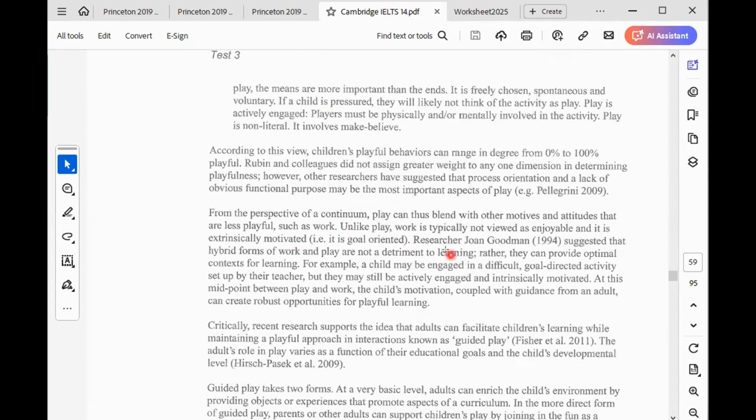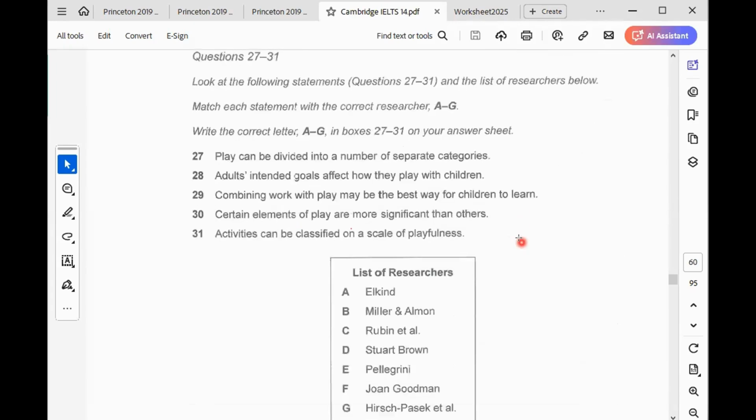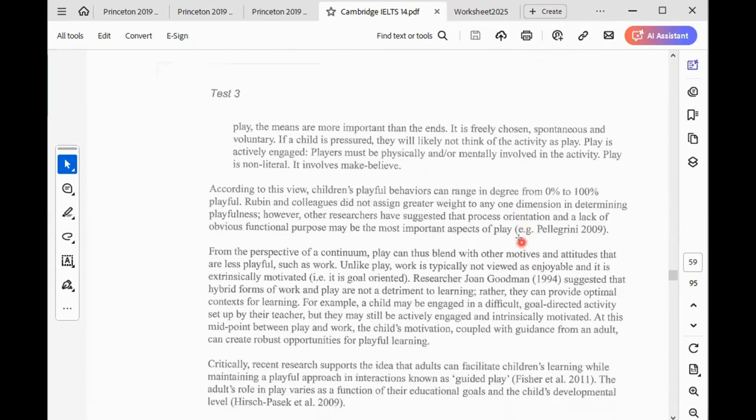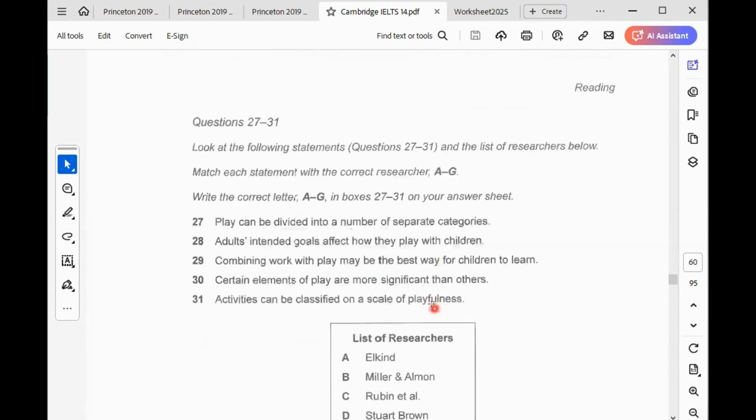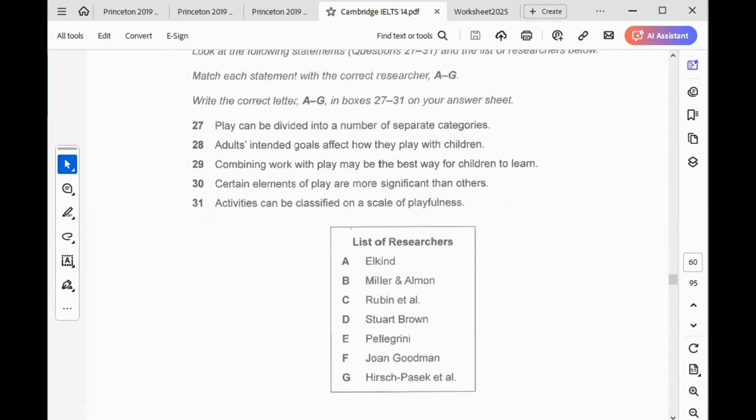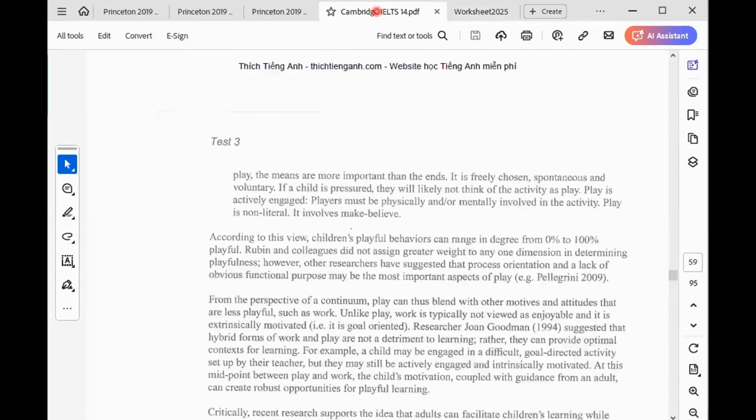Let's move on. Joan Goodman. Is there Joan Goodman on the list? Yes, F. Researcher Joan Goodman suggested that hybrid forms of work and play are not a detriment to learning. Rather, they can provide optimal context for learning. This is, children learn more when they work and play. That's Joan Goodman. Combining work with play is the best way. Yes, that's 29. 29 is matched to F. 29 is matched to Joan Goodman.